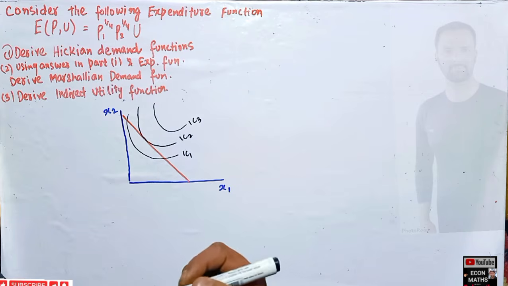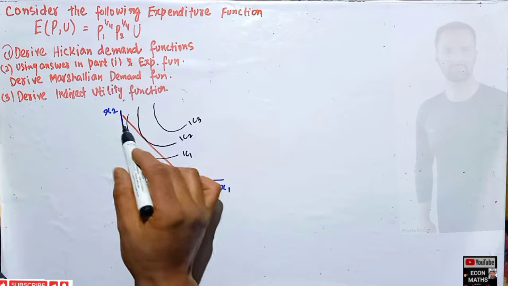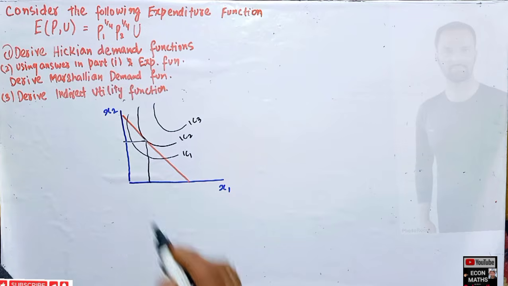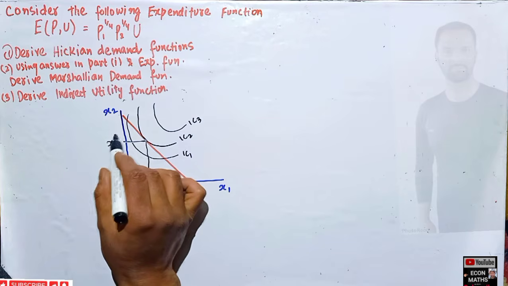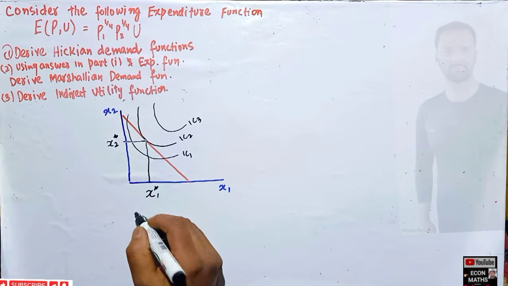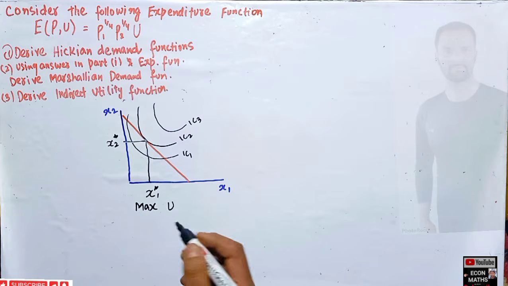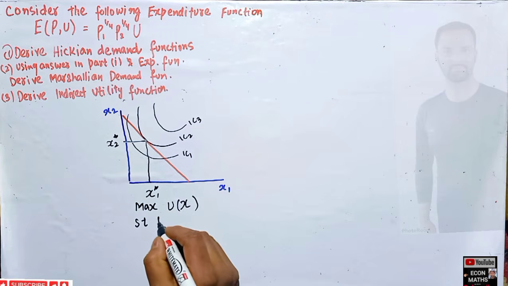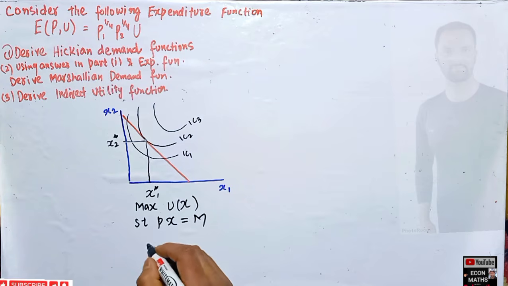Where will he achieve his optimality condition? That is when the indifference curve and the budget line are tangent to each other. That means he will consume at this point, let us write it x1 star and x2 star. This will be his optimal choice. This is the first thing he can do: maximize utility of x1, x2 subject to the given budget, that means p into x should be equal to his income. And we call it the primal problem.